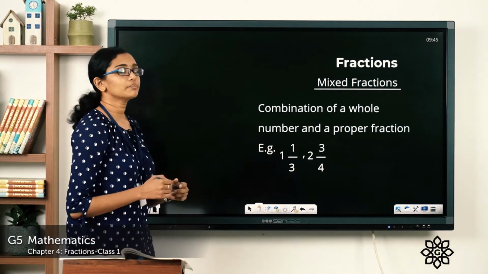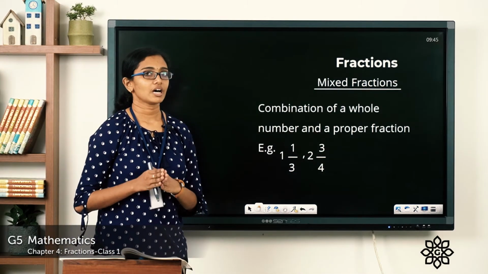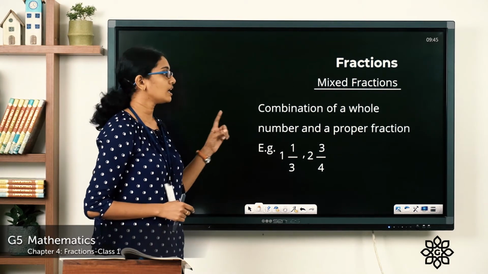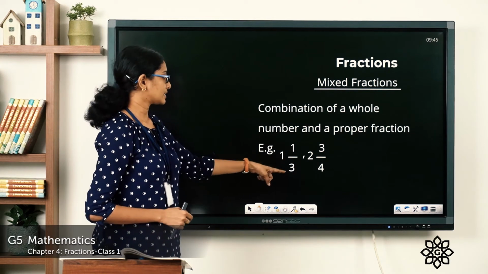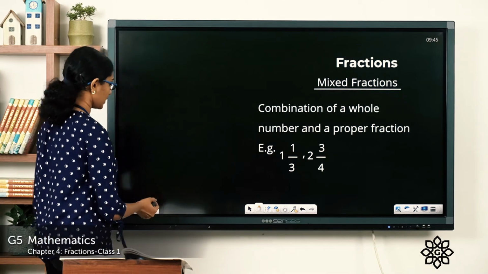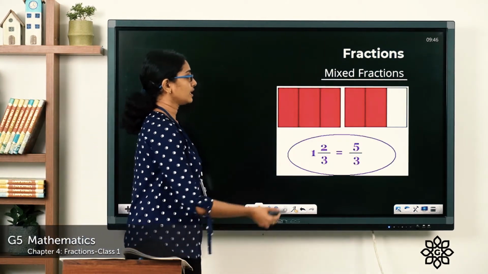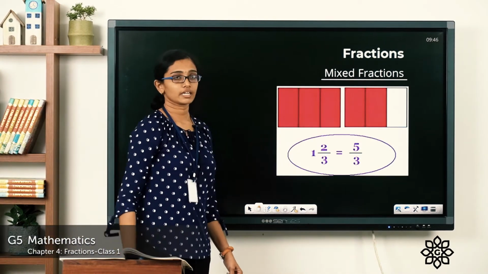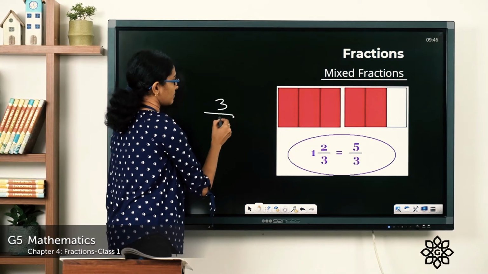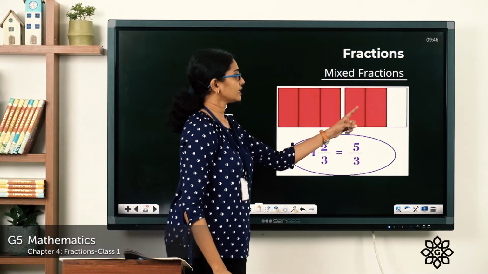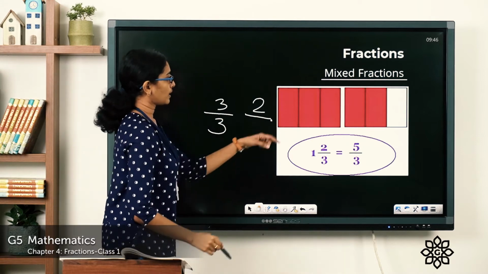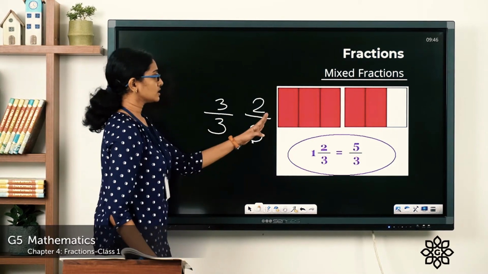Now, what are mixed fractions? Mixed fractions are fractions that we write in the form of a combination of a whole number and a proper fraction. Like this, 1 and 1 by 3, 2 and 3 by 4. I'll show you how it comes. See this example here. Here, the first set of rectangles are all colored. So, what is the fraction here? It is 3 by 3. And here, how many parts are colored? It is 2 out of 3, right?